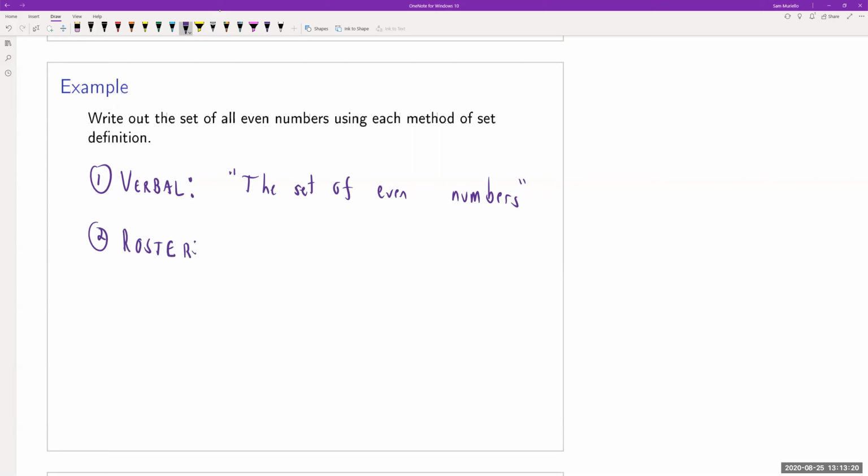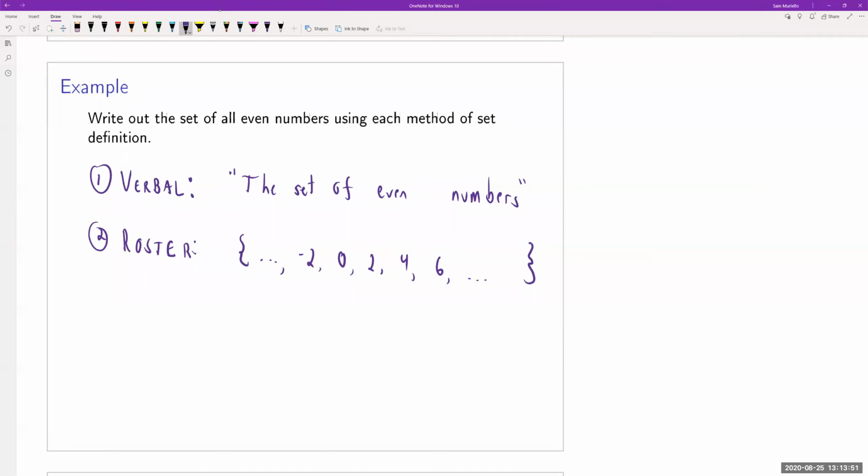In the roster method, we will go ahead and we will list out the even numbers. Now, there's infinitely many, so this won't actually be everything. What we're going to have to do is we're going to have to use dots. So let's say I'm going to start at -2, 0, 2, 4, 6, and so on. And this does a good job of showing off the pattern a little bit. But the issue here is that, first of all, we might not be able to guarantee that the pattern continues forever. We can guess that it does, but we don't know. And of course, we haven't been able to write everything out.